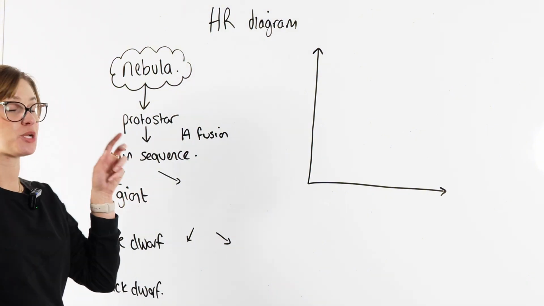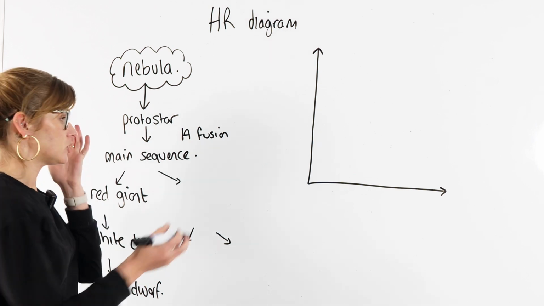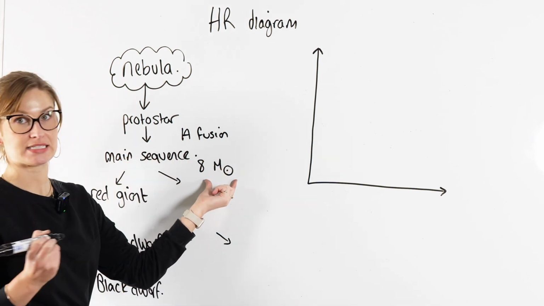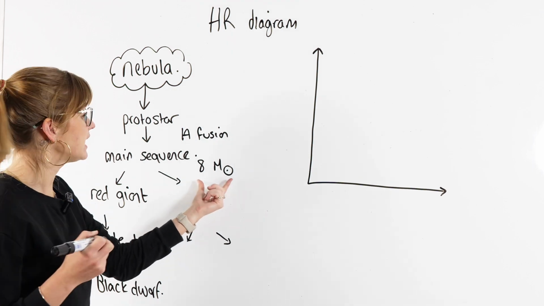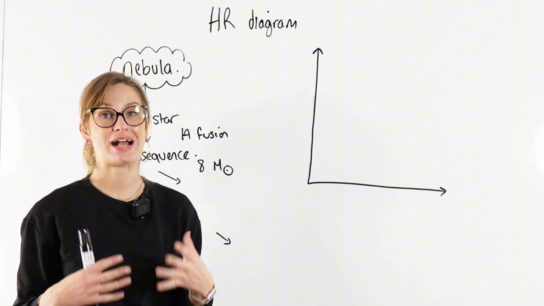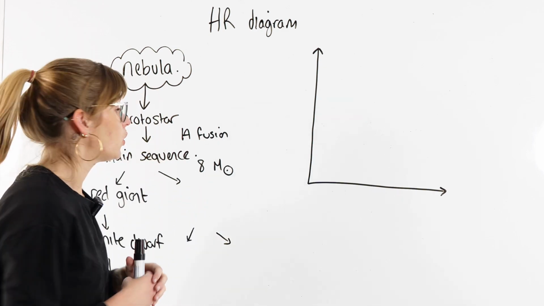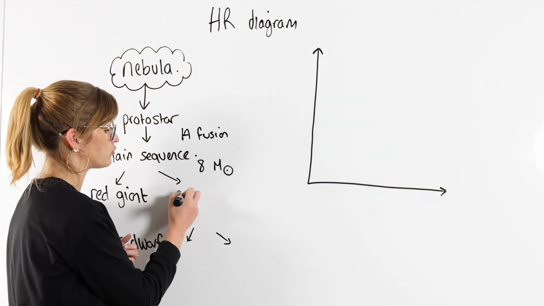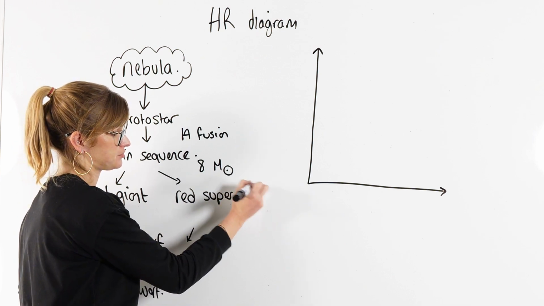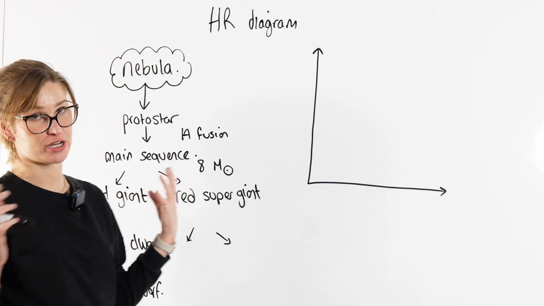If it is much bigger than our sun, we're talking here about 8 solar masses, and sometimes we can write solar masses like this. If you ever do astrophysics at uni, hopefully, that's how we represent a solar mass. So let's say it's bigger, or around 8 solar masses, 8 times the mass of our sun. What's going to happen is it's going to form a red supergiant, much, much bigger than a red giant.